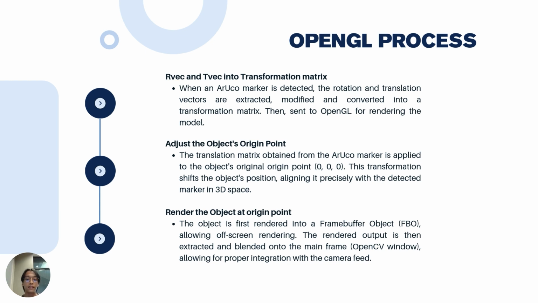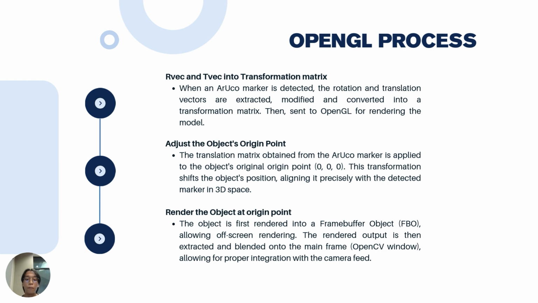Secondly, adjusting the object's origin point. By default, the 3D model has an origin point at 0, 0, 0. However, we need to align it with the marker. That's where the transformation matrix comes in. It moves the object's origin to the marker's position, ensuring that the model appears naturally attached to the physical marker when viewed through the camera.